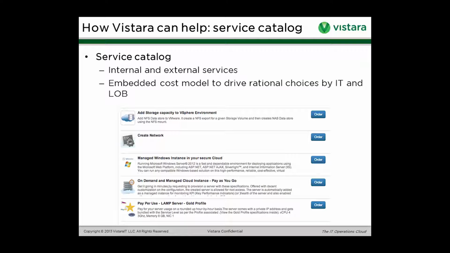So Vistara also gives you the ability to present your services through a service catalog. You can offer services to internal customers as well as to external customers, and you can embed a cost model to drive rational choices by IT and the line of business. Here's just a screenshot of an example service catalog by which line of business professionals can provision new resources on demand.